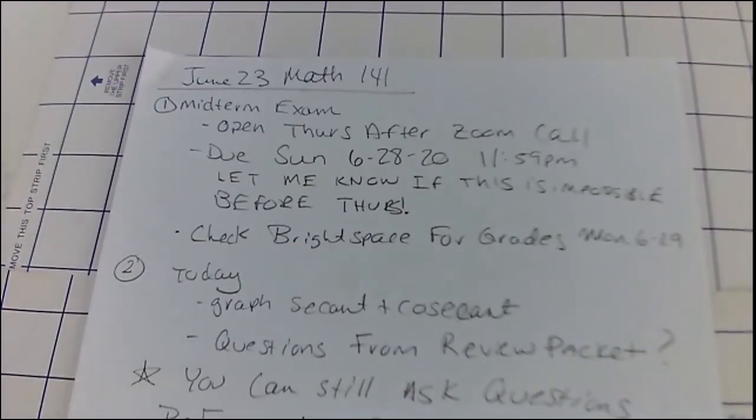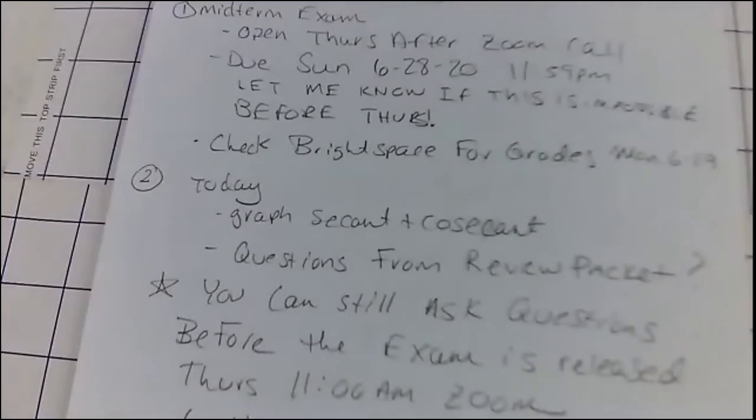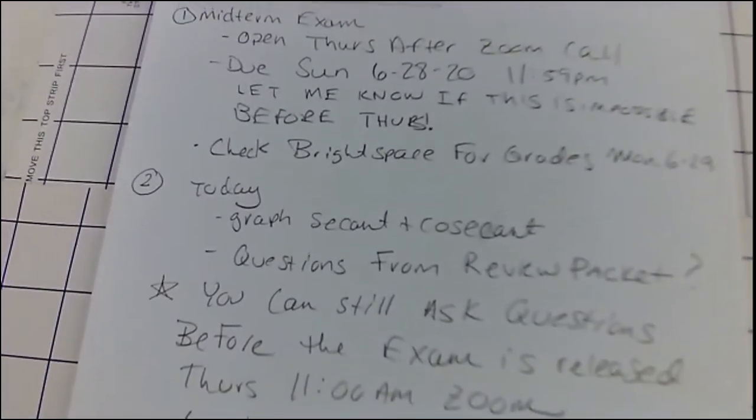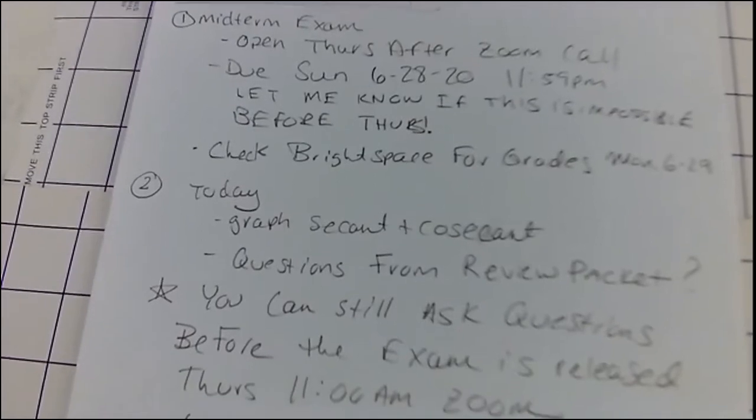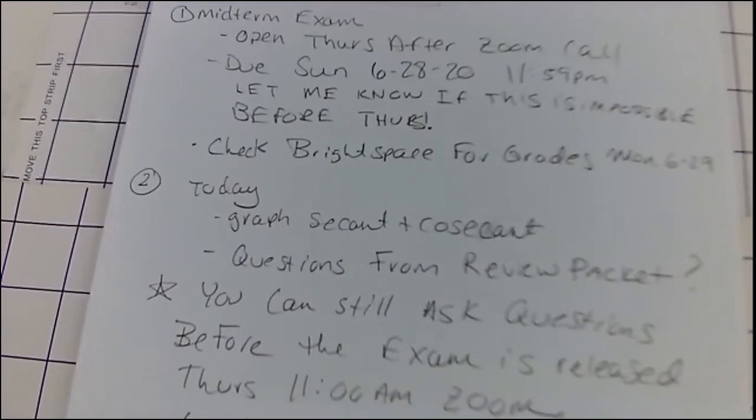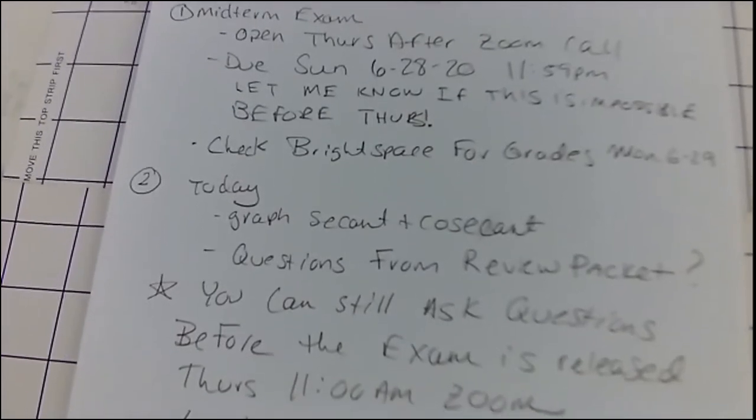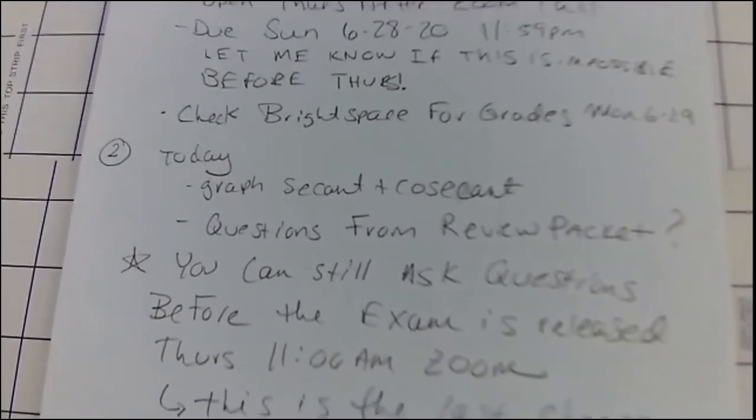Today, we are graphing secant and cosecant. Matthew, if you need to talk, unmute yourself because you're making some noise there. Graphing secant and cosecant shouldn't be too bad if you know how to graph cosine and sine. It's not that bad. Questions from the review packet.